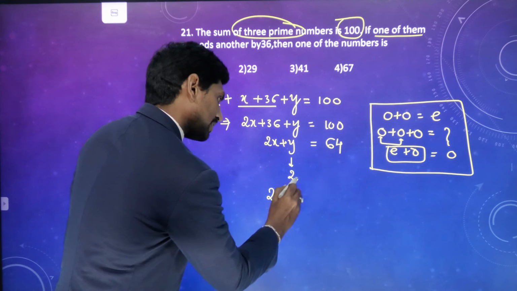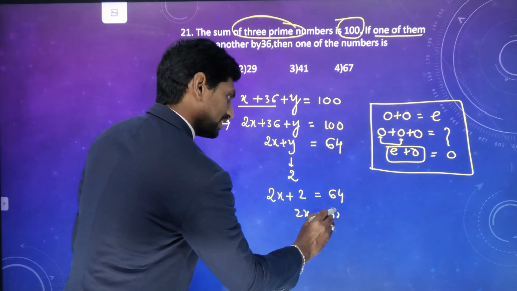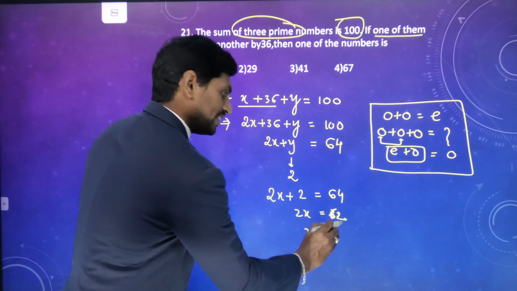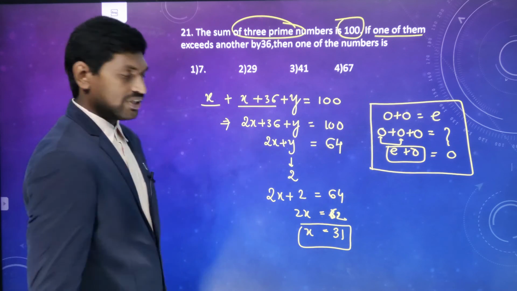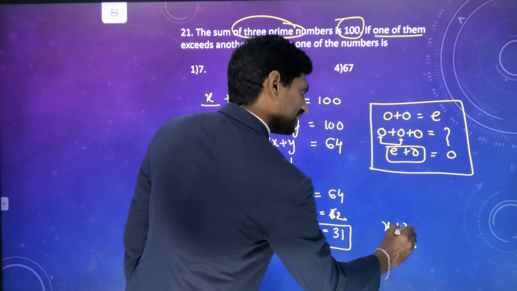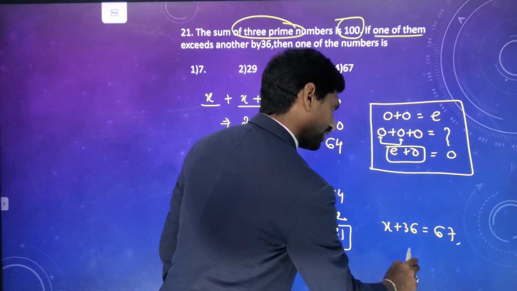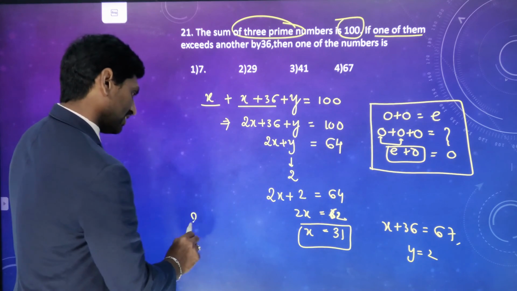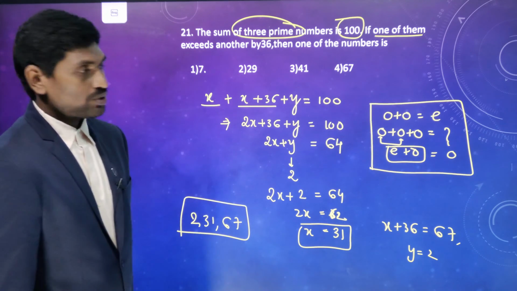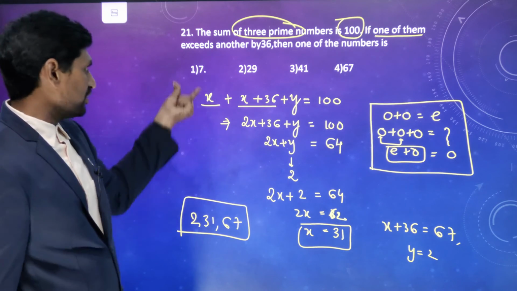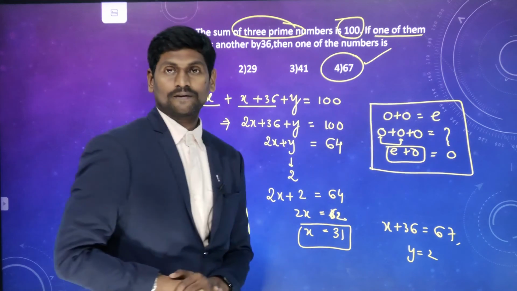Now in the place of y, I am substituting the even prime number 2. Then 2x value is 62, and x is 62 by 2, which is 31. If x is 31, then x plus 36 is 31 plus 36, which is 67, and y is 2. So you can write 2, 31, 67. These are the combination of three prime numbers. So let us check the answers. We don't have option 2 here, 31 is also not there, only 67. This is our required answer.